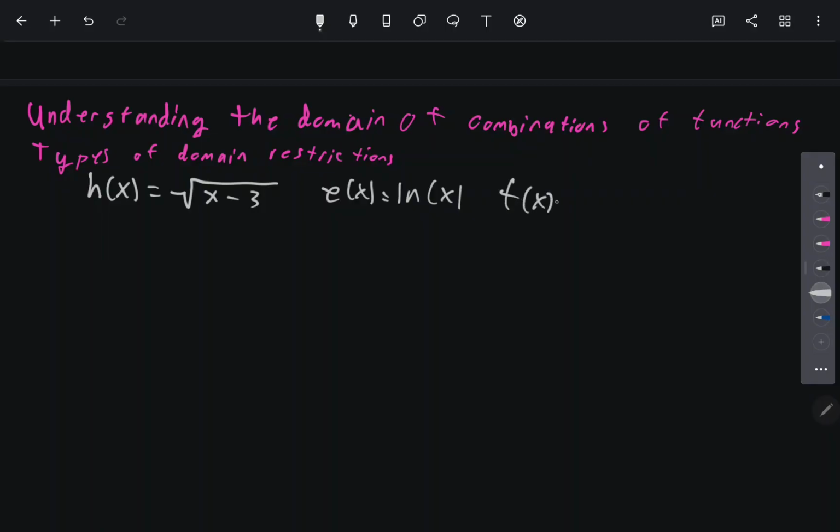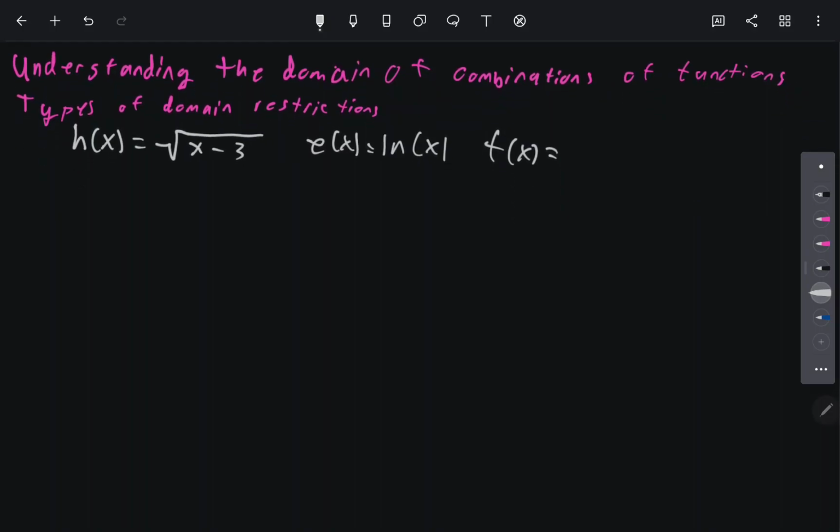F of x is going to be equal to, let's say, negative x squared. And then let's just define one last function. G of x is going to be equal to cosine of x. Now, what's this going to look like? Well, let's start defining a new function and finding its domain.